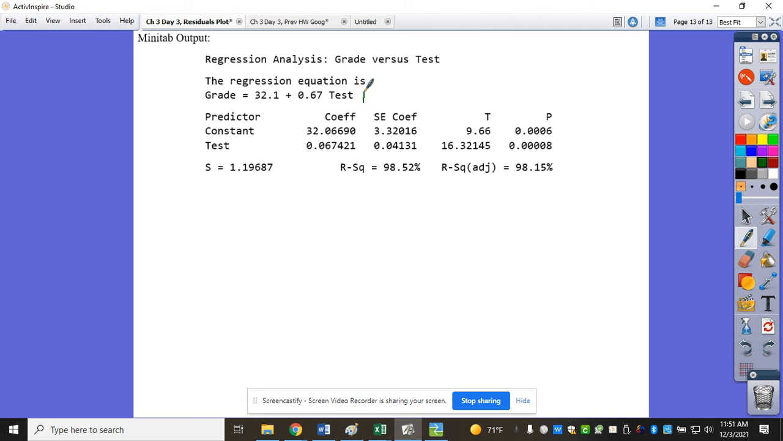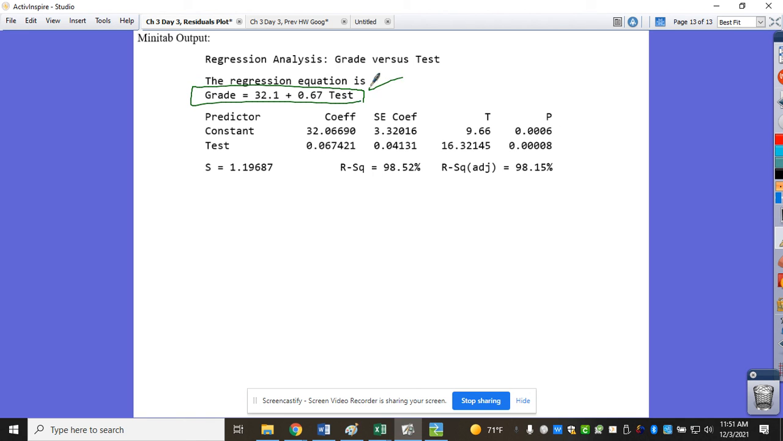Here, that's your what? That is your least squared regression line. We usually write it as y hat equals something. Least squared regression equation. Y hat equals. So it just puts the value in context instead of a y hat. So test would be the what? The x value.